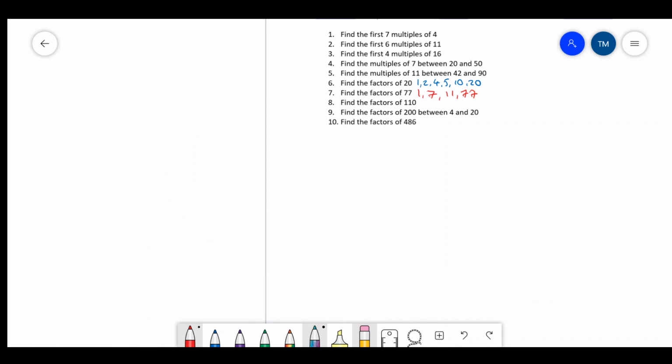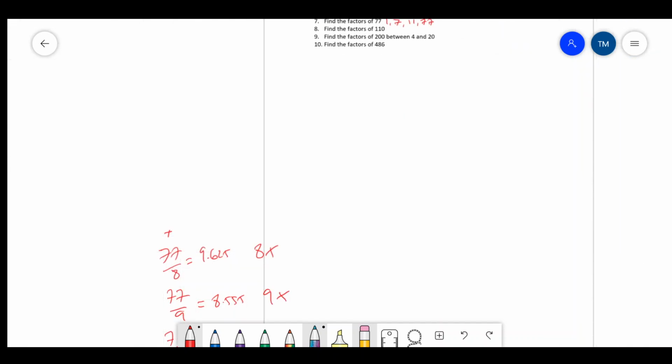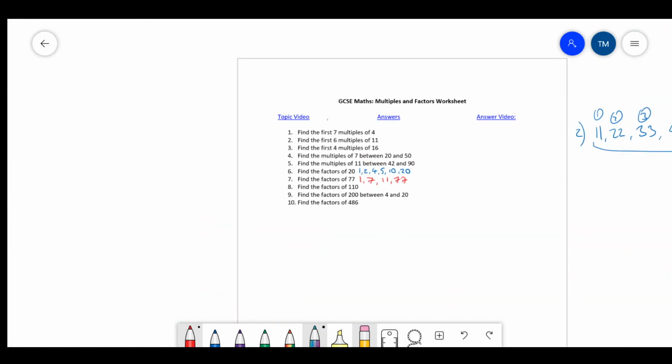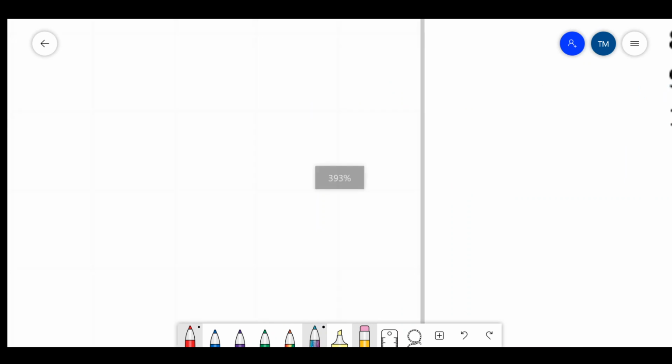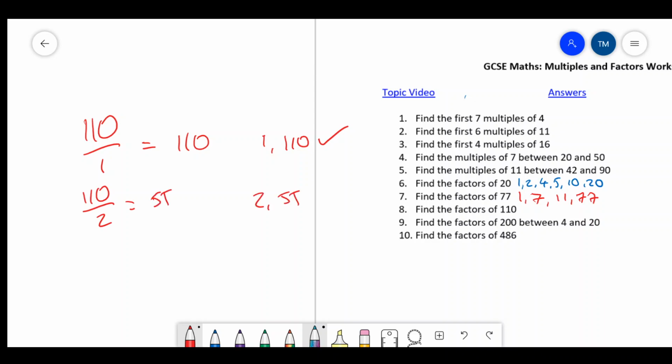So question number 8 is find the factors of 110. So in this case here, we'll put these out, gives us a little bit more room. Okay. So find the factors of 110. Hopefully you know what the first step will be. So the first step should be 110 divided by 1, which gives us 110. So we know that 1 and 110 are factors. 110 divided by 2 gives us 55. So we know that 2 and 55 are factors.